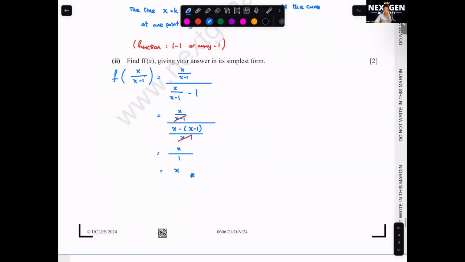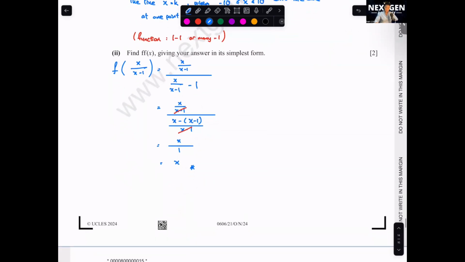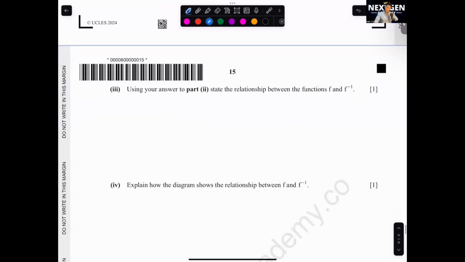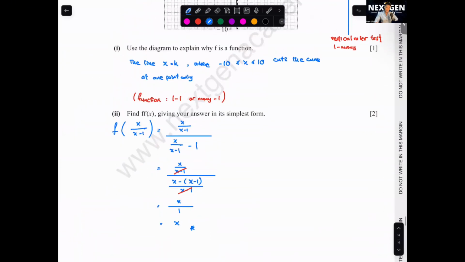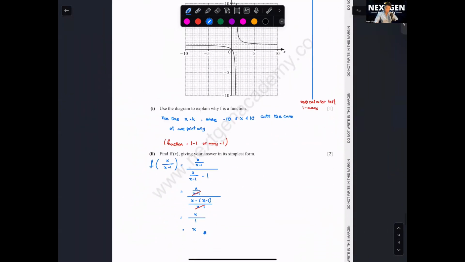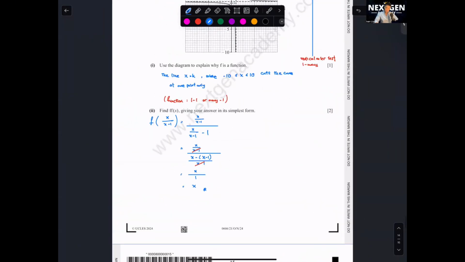Okay, the next one. 2 marks only. Use your answer to part 2 to state the relationship between f and f inverse. Okay, what does it mean? F and f inverse. Part 2.